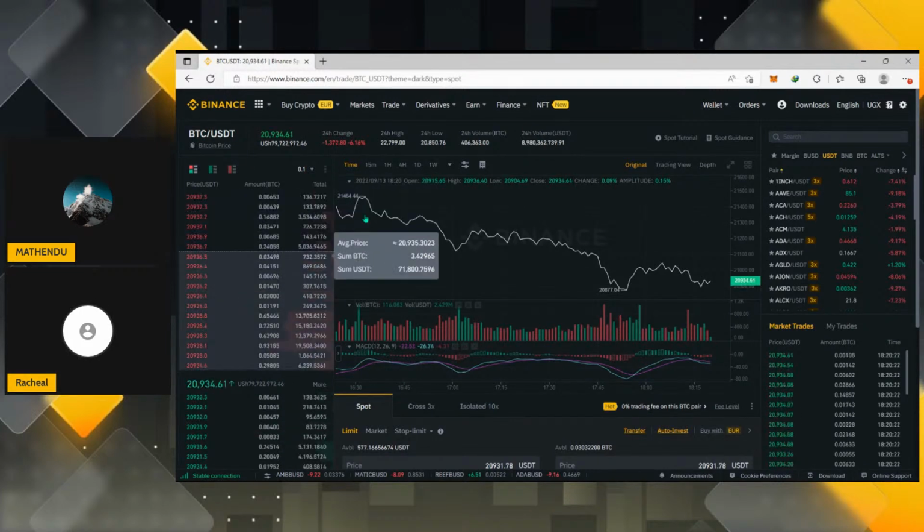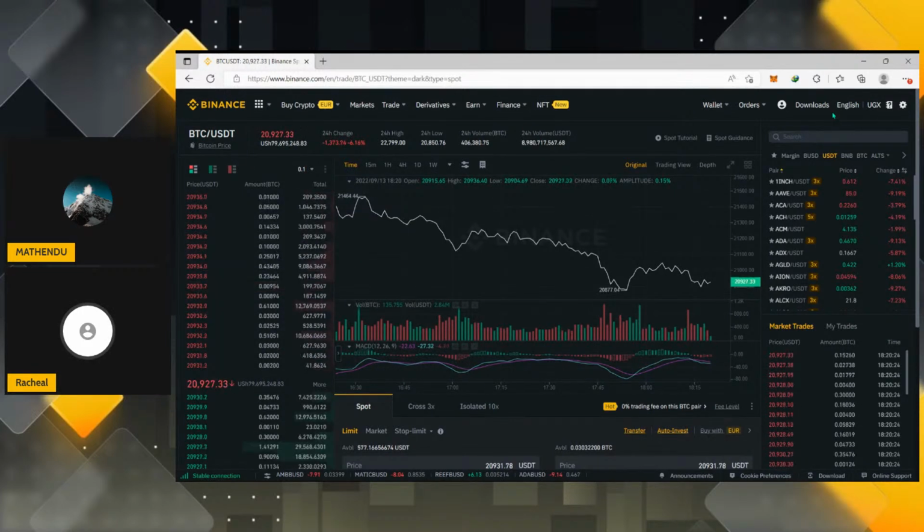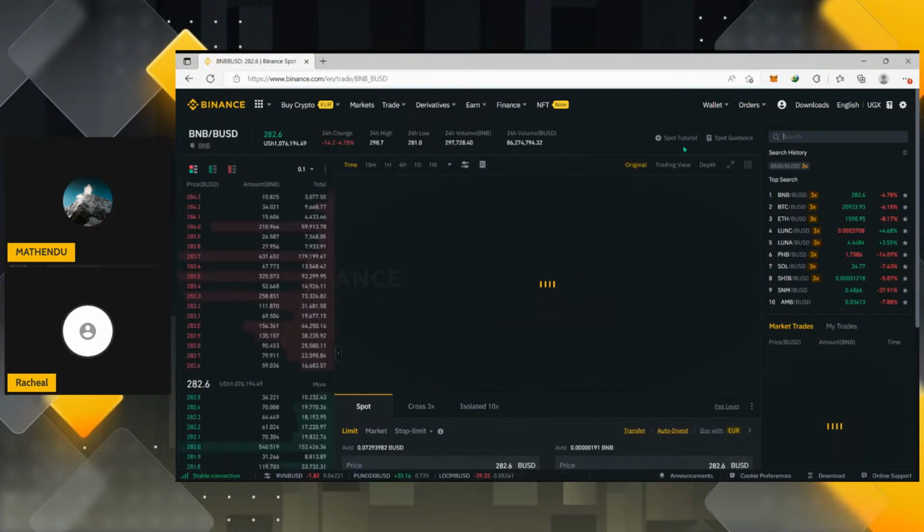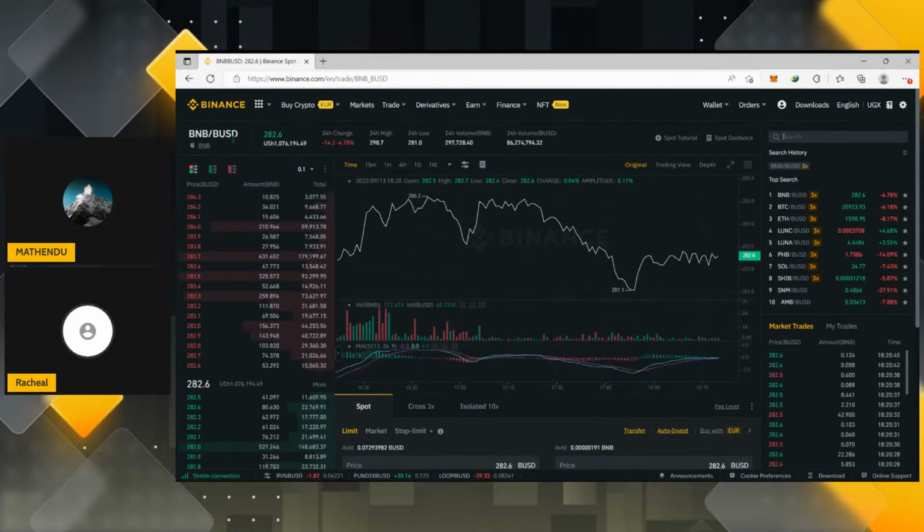And here on my right side, we have the search option. With it you can search whatever currency or trade pair you want to trade. So if it's BTC against BUSD, or BNB, for example, here I can select BNB against BUSD.